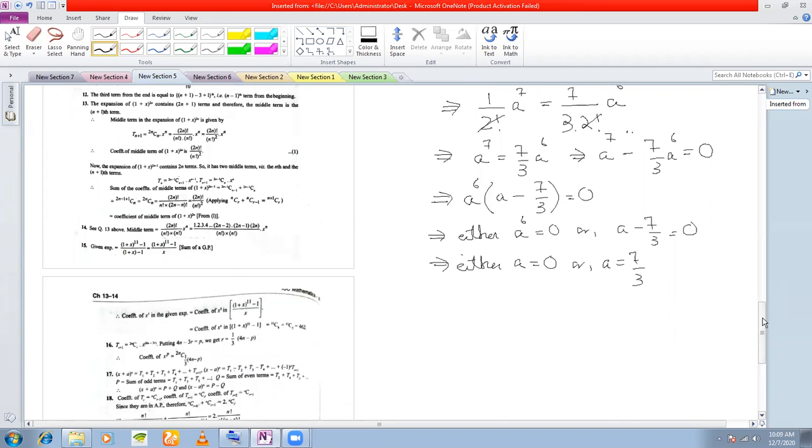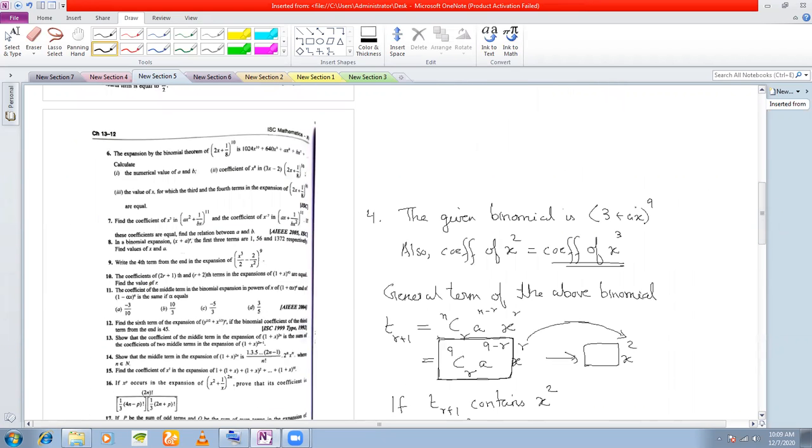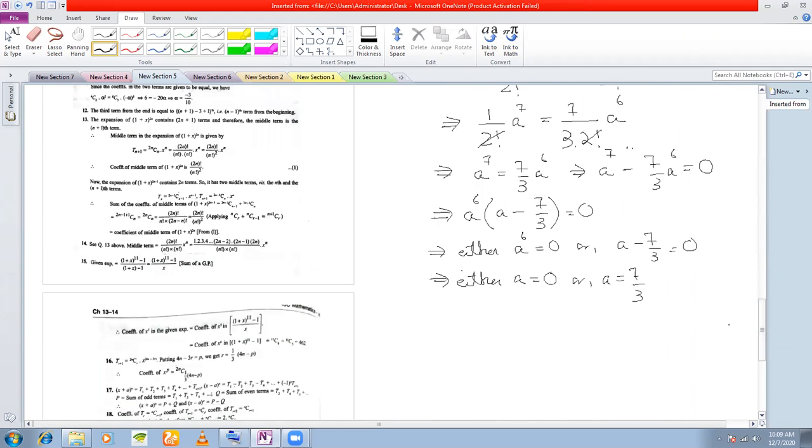Why? Because if a is equal to 0, then this part will completely vanish. You will have no x at all, right? So a is not equal to 0. Hence, a must be equal to 7 by 3. Okay, this is how you do number 4.